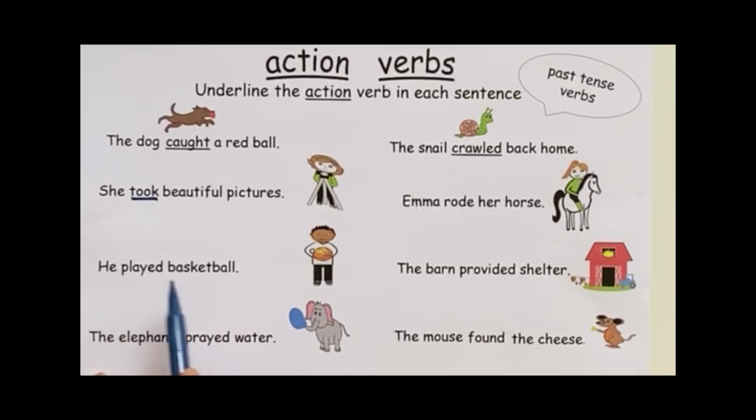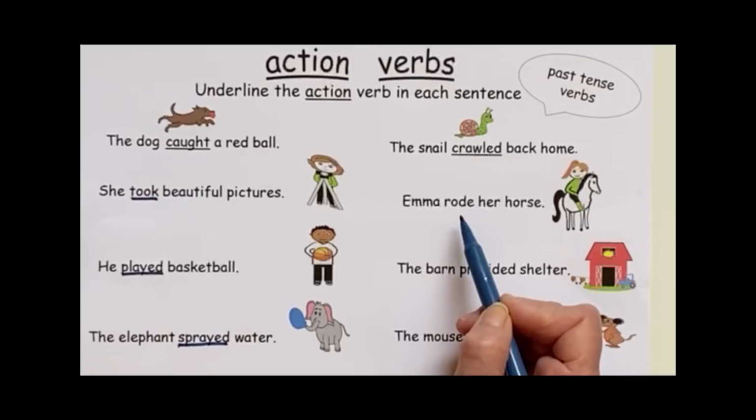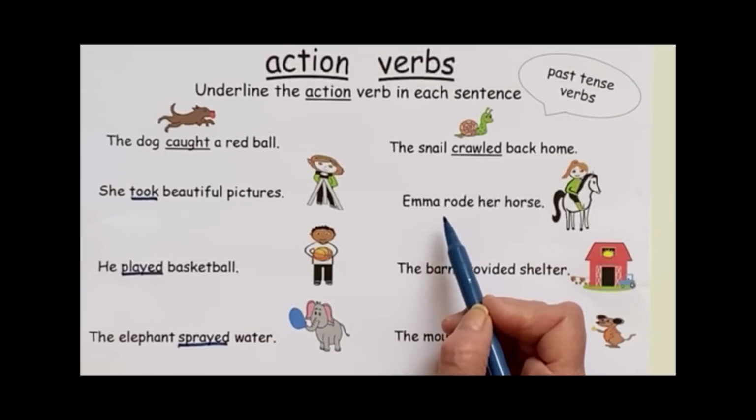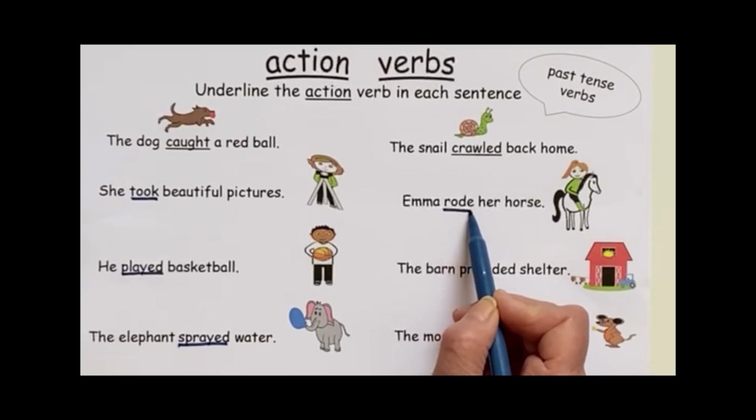He played basketball. He is done, played. Before, when he was doing it, it was plays. The elephant sprayed water. It is already done. He sprayed water already. Emma rode her horse. She already went on the ride. She is done. The present tense was rides, and this is rode.